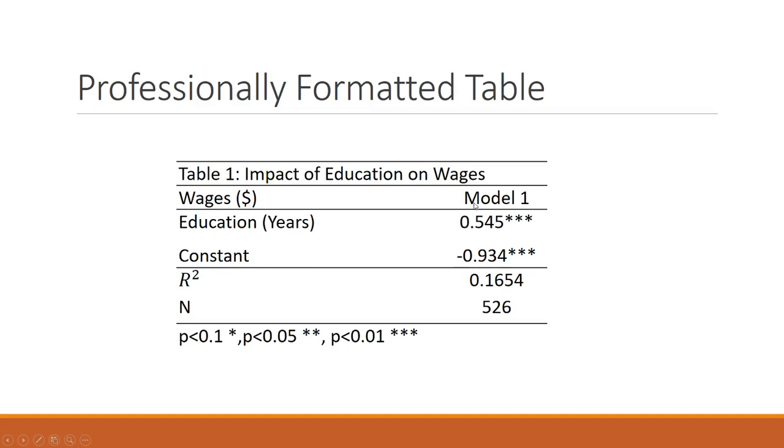All right, and then you present your model, so Model 1. And the coefficient, your beta 1 hat, your coefficient on education is 0.545. Your coefficient on the constant term, your beta 0 hat, is negative 0.934. Okay? And then you report using stars the significance level. All right, and there's usually a key down at the bottom to indicate what the stars mean. All right, if your p-value is less than 0.1, you'd give it 1 star. If it's less than 0.05, you give it 2 stars. And if it's less than 0.01, you give it 3 stars.